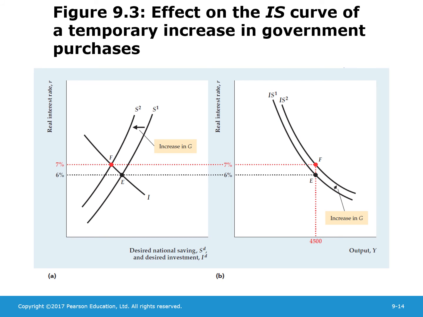And remember, when you draw this, you have to maintain output constant and increase the interest rate. So you have moved from curve IS1 to curve IS2, at which output is still fixed at, say, 4,500, but now the interest rate increased from 6% to 7% due to the decline in national saving.